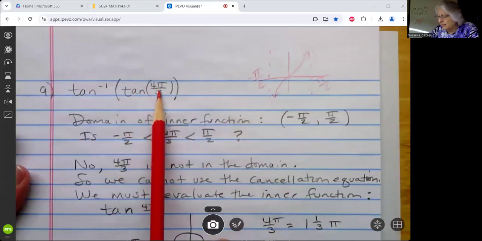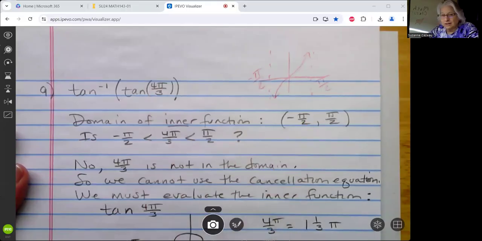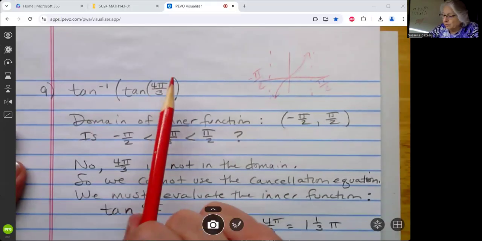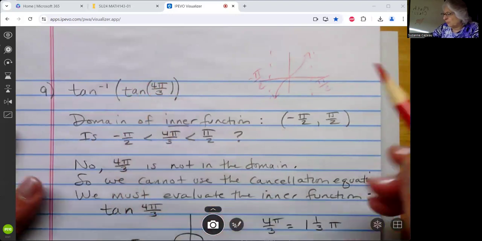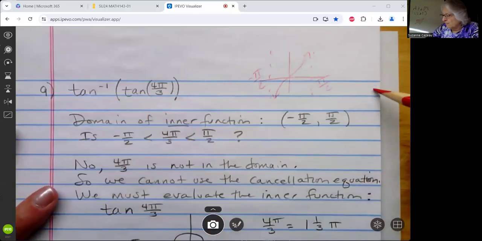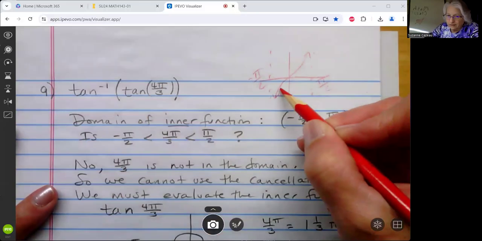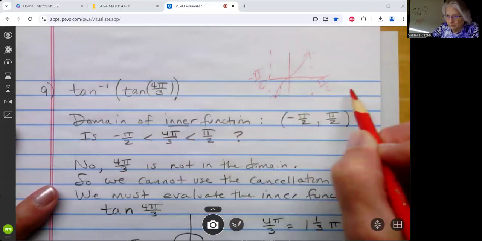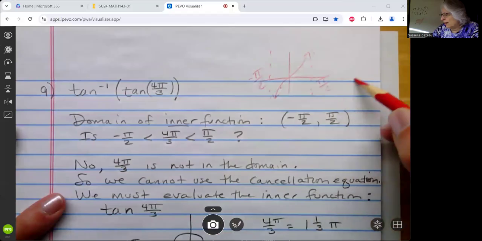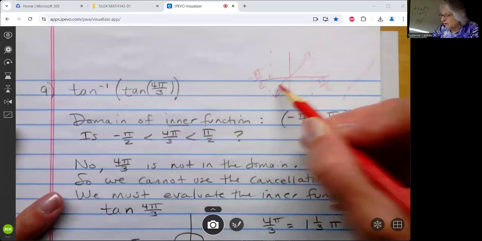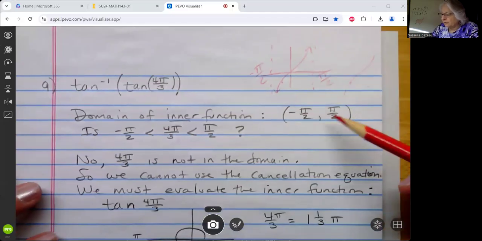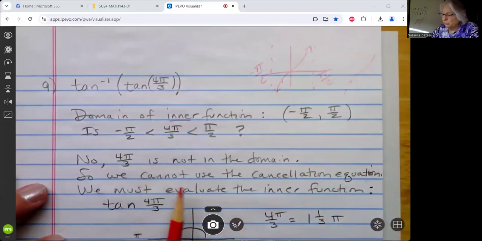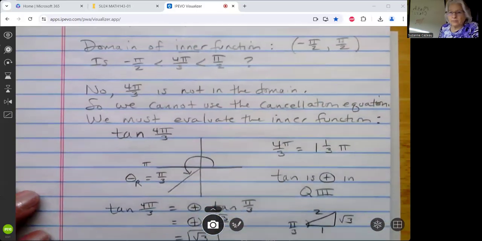And we've got to say, is 4 pi over 3 in there? And the answer is no. So what we want to do is evaluate this inner function. Because we're outside there, we want to know what is the equivalent point in here? Maybe there's another wiggle out here, and you want the one that's over here. Anyway, we want to evaluate the inner function.